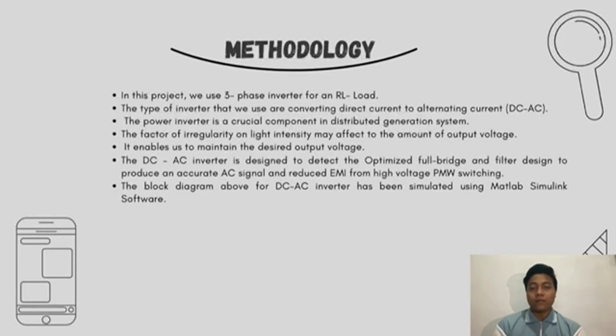In this part, I will continue the methodology. In this project, we use a three-phase inverter for an RL load. The type of inverter that we use converts direct current DC to AC. The power inverter is a crucial component in the distributed generator system, and it enables us to maintain the desired output voltage. The DC to AC inverter is designed with an optimized full bridge and filter design to produce an accurate AC signal. The block diagram for DC to AC has been simulated using MATLAB simulation software.